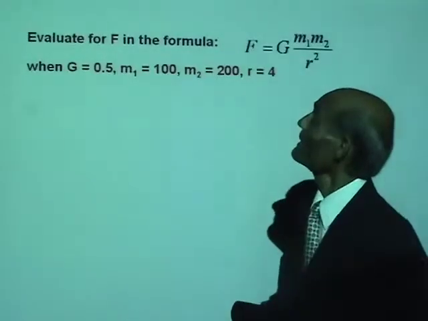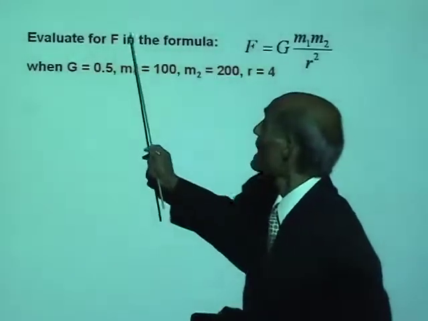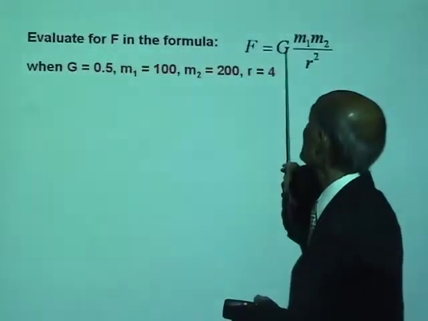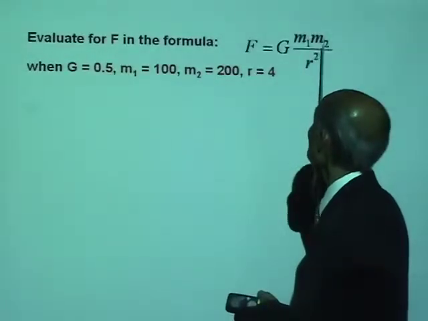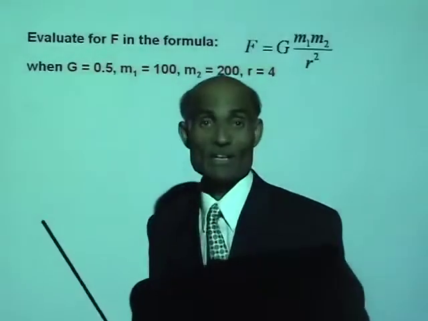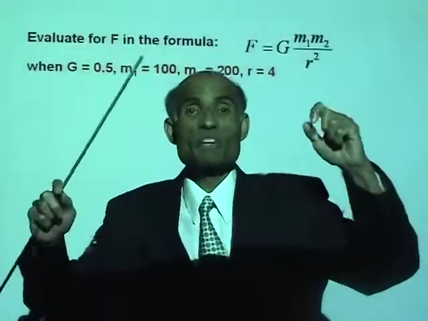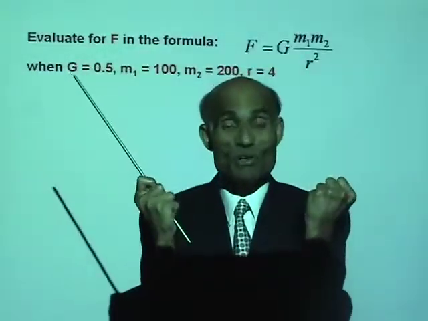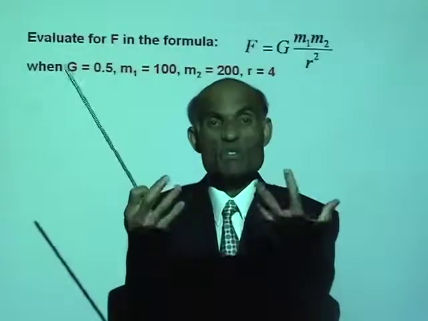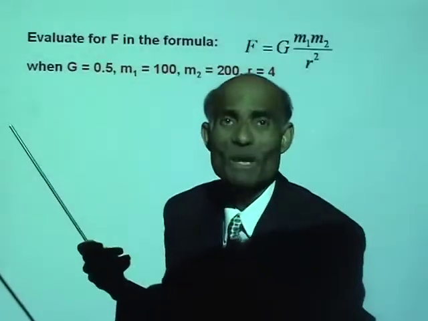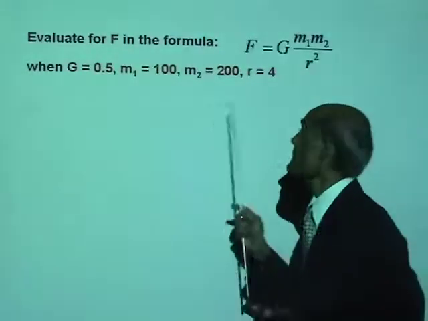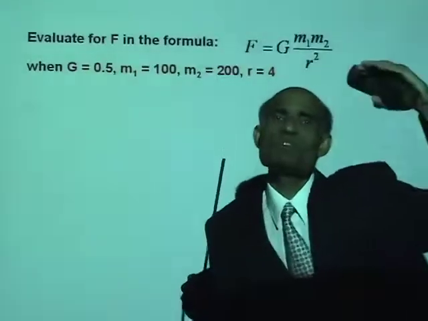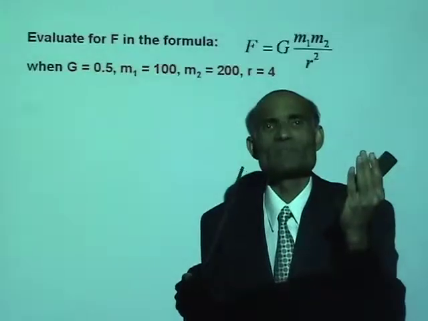Alright, look at another formula. Find the value of F in the formula F equal to G times M1 M2 over R squared. Now, actually this is the formula that describes the force between the sun and the earth. That's a great big formula. It's called the gravitational formula. Okay, now tell me, where does this G belong? Is it in the numerator or in the denominator?